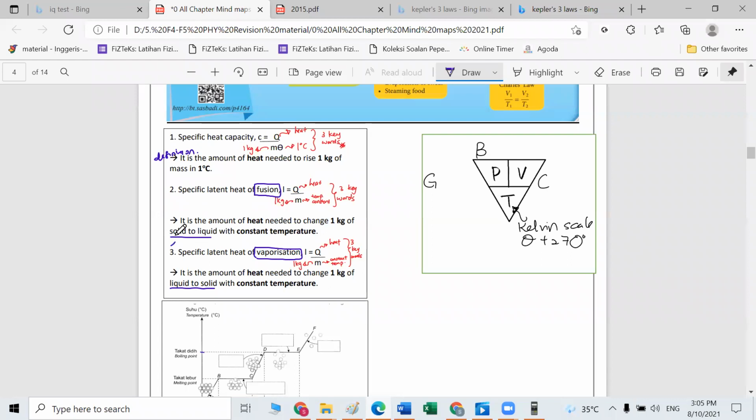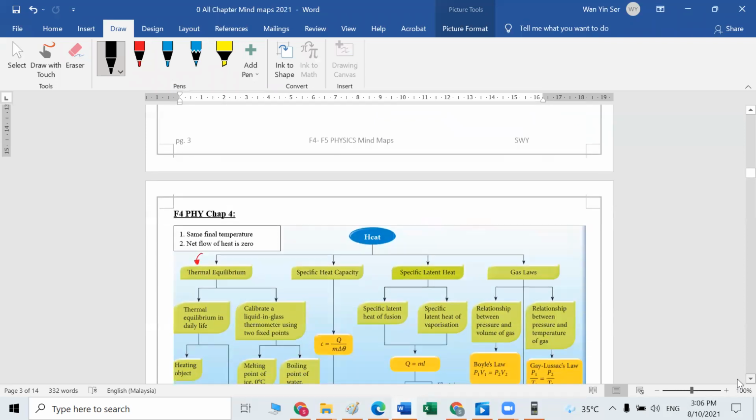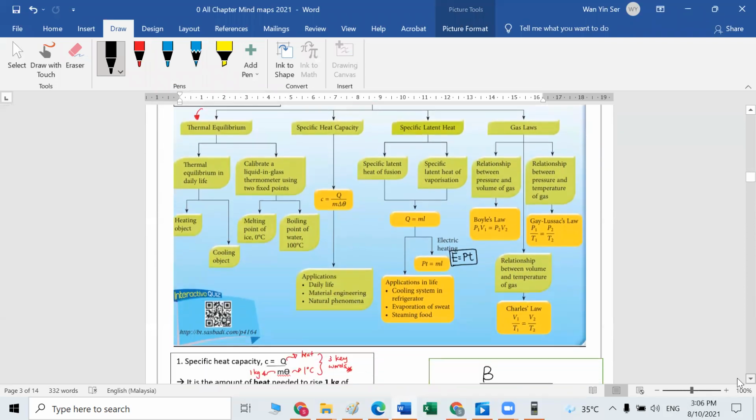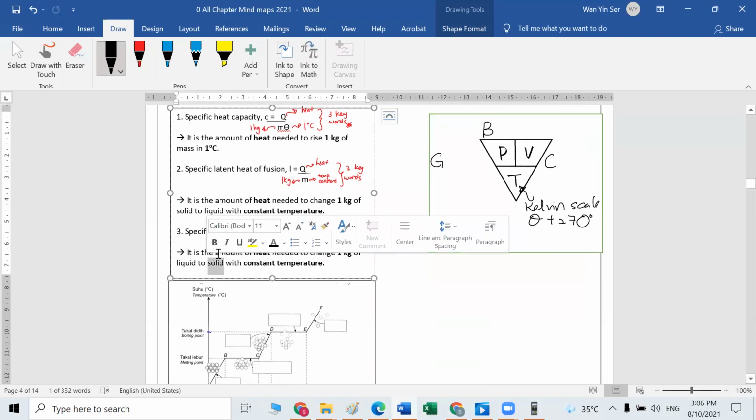Yes, very good. Liquid back to solid is also fusion. Thank you, Waiton. Liquid to gas is boiling. So gas back to liquid is condensation. Thanks, Waiton. Gas.